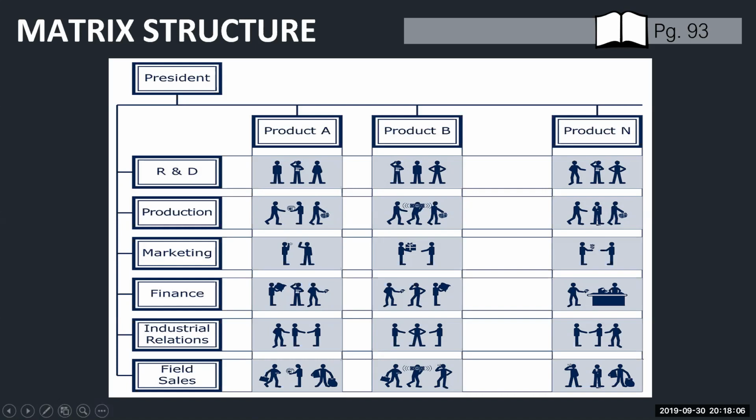The con, I would say, one of the significant cons, and I can say this from personal experience, is the stress and the uncertainty that comes with having too many bosses. So you've got a boss over, as we look at the slide, a boss over product A, a boss over product B, and over product C.